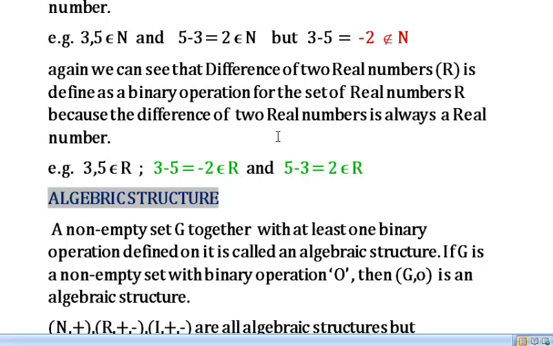Here we can see the same operation, difference, is a binary operation for the set of real numbers but is not a binary operation for the set of natural numbers. So thus binary operation is an operation which can be plus, minus or multiplication or any operation predefined.